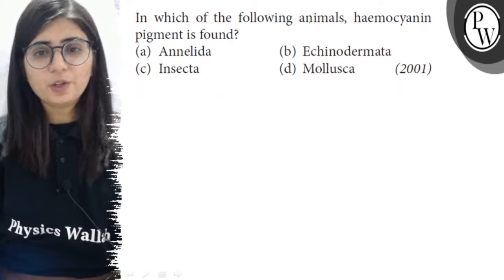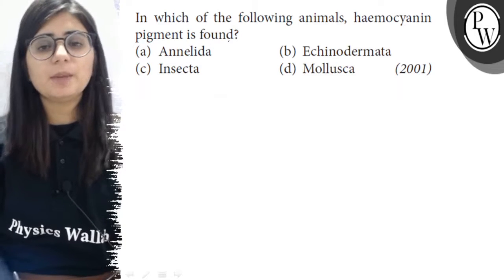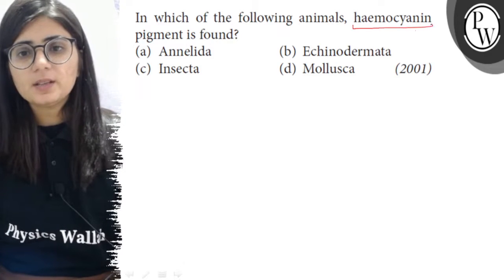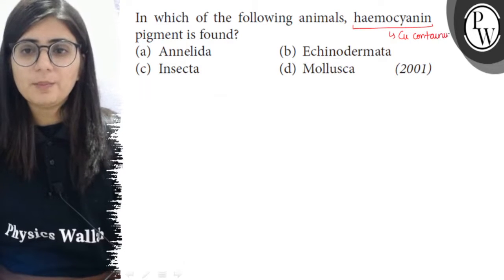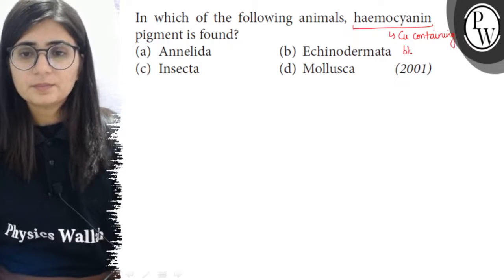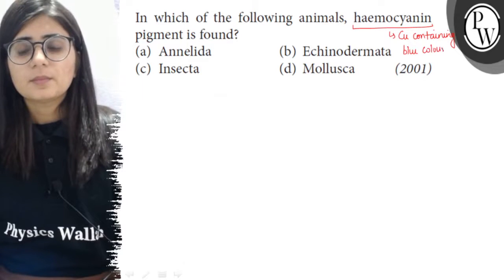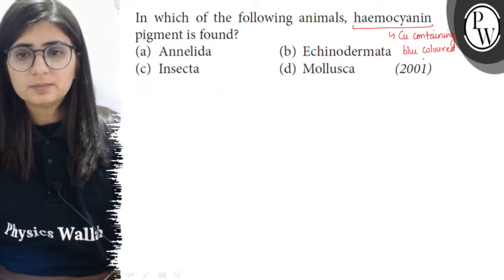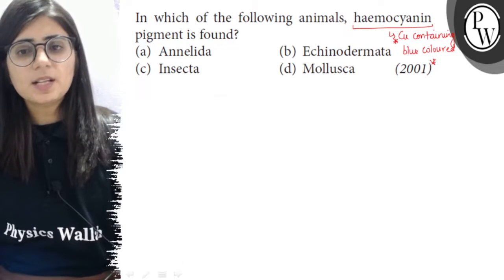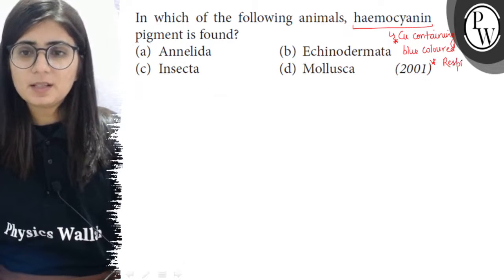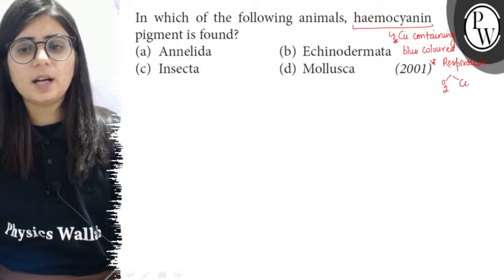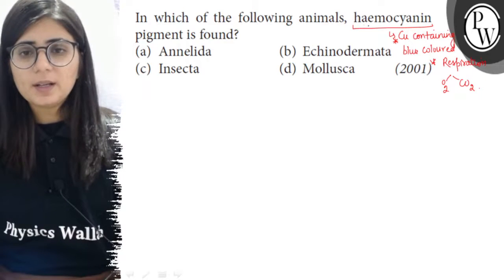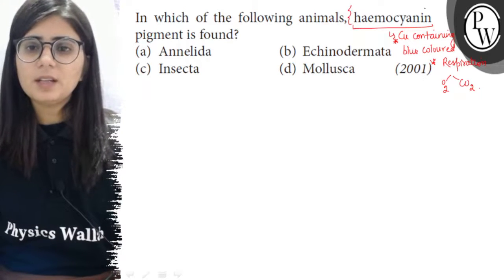In which of the following animals is haemocyanin pigment found? So haemocyanin is a copper containing blue colored pigment. It is found in the plasma and it is a respiratory pigment. When we say it is a respiratory pigment, it means it helps in the transportation of oxygen and carbon dioxide. So this copper containing blue colored pigment is called haemocyanin.